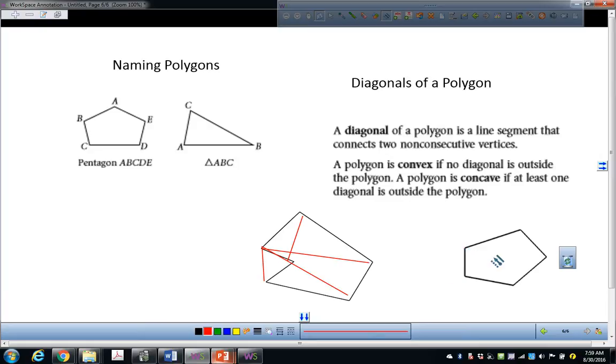Like in this one, concave or convex? Convex. Now this one, it's hard to see with all my writing all over it, so I'm going to get rid of those things. So this one is concave, because you could draw a diagonal outside of the polygon. This one is convex, because there are no diagonals outside of the polygon, and there are no dents in it. Questions so far? Can I move on? Still drawing? Okay. Moving on.